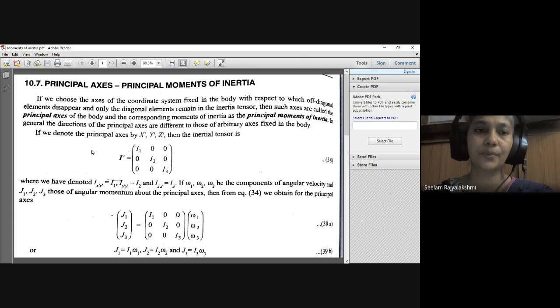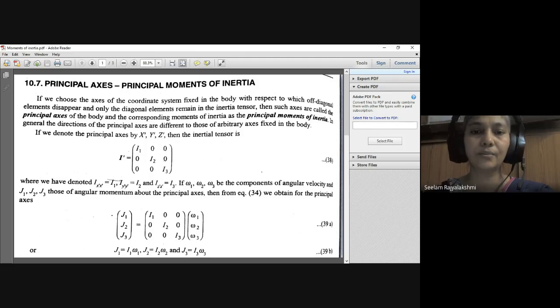In general, the directions of the principal axes are different from those of arbitrary axes fixed in the body. So if we denote the principal axes by x dash, y dash, z dash, then the inertia tensor can be written as I dash equals I1, I2, I3. These are the diagonal elements and the remaining are zeros. Here we have denoted I x dash equals I1, I y dash equals I2, and I z dash equals I3.